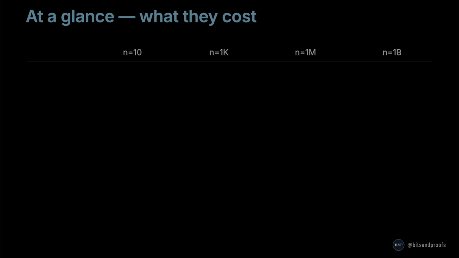At a glance, what each class costs in operations. Here are all 6 classes at 4 input sizes: 10, 1000, 1 million, and 1 billion. Let's walk through each row. O of 1 is always one operation. Doesn't matter if the input is 10 or a billion. 1, that's the gold standard.